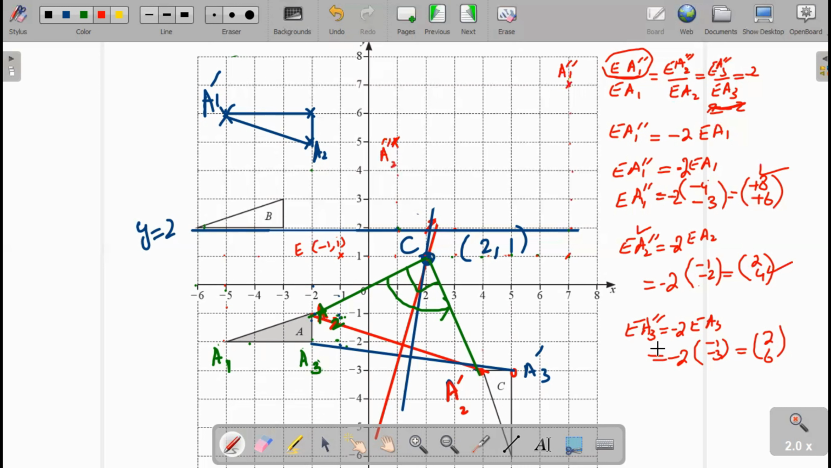Now the next is A3 double dash, that is 2, 6. Same as before, 1, 2, and then move 6 units: 1, 2, 3, 4, 5, 6, that way. And we join these points, we get the enlarged figure of A after reflection in -2. This is the enlarged figure.